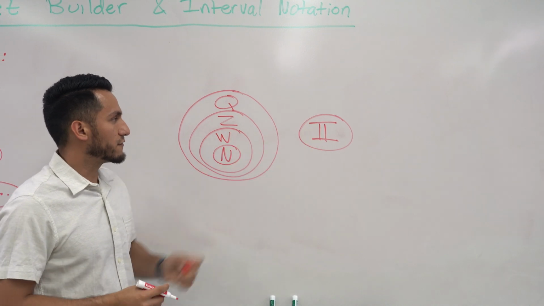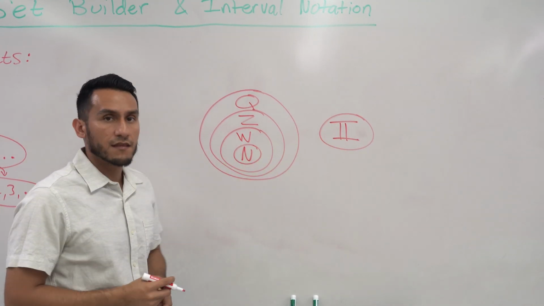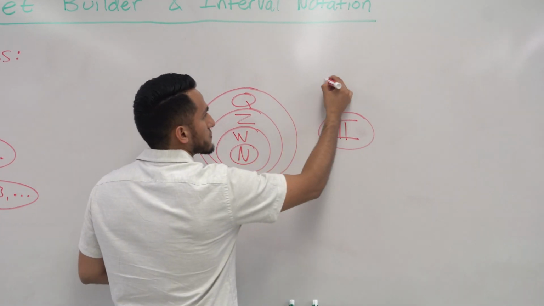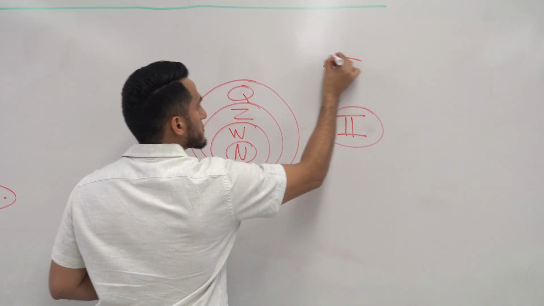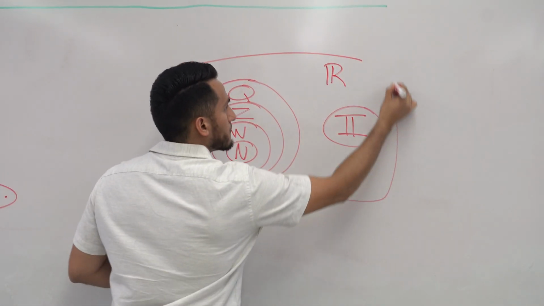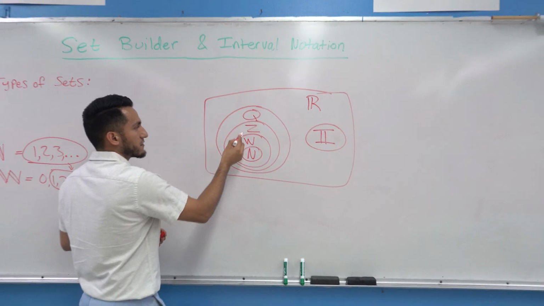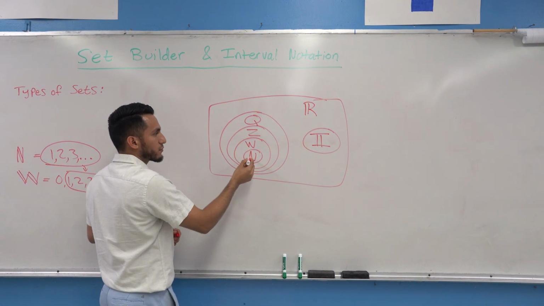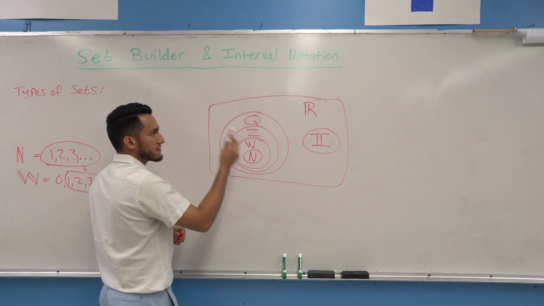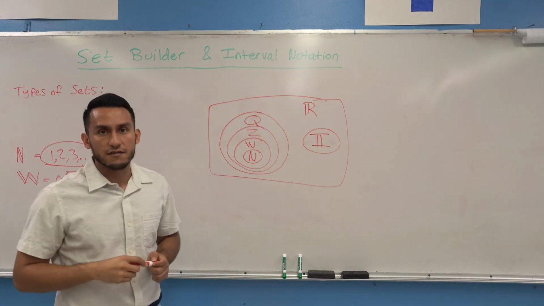None of those elements belong over here. None of these elements belong over here. And then finally, the universal set is the real numbers. Each of these sets is a bigger set than the previous set. And this is how you draw a visual representation of these sets.